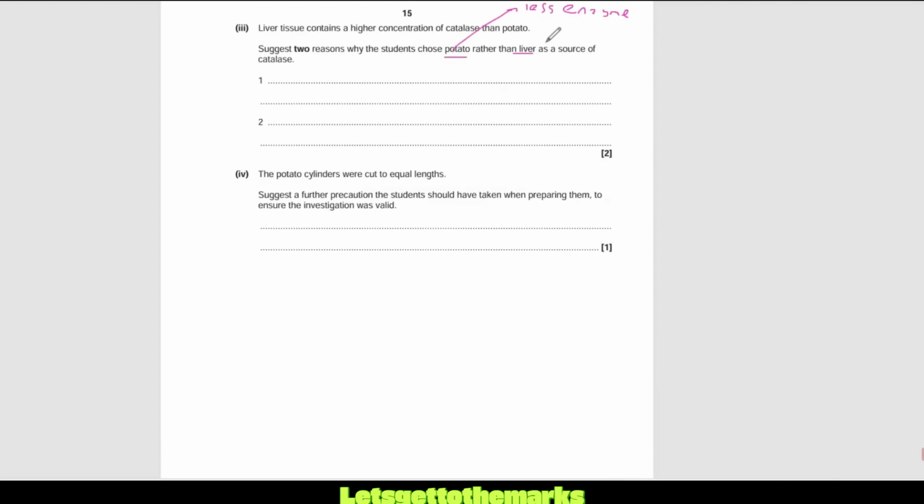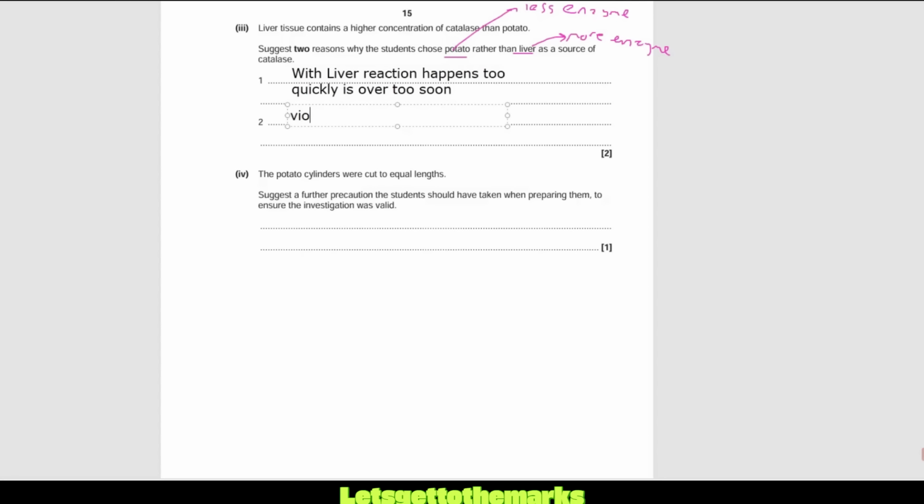It must be that if we use the liver, which has more enzyme, it's going to happen too fast. And why is that a problem? Well, it's harder to record all the details of a reaction if it happens too fast. So we want to say with liver, the reaction happens too quickly. Now, what's the problem with that? It might be difficult to record. Maybe with liver, the reaction happens too quickly and is over too soon. I don't know if that will get us a mark. That seems a bit thin.